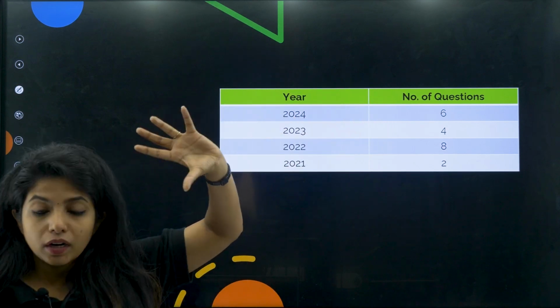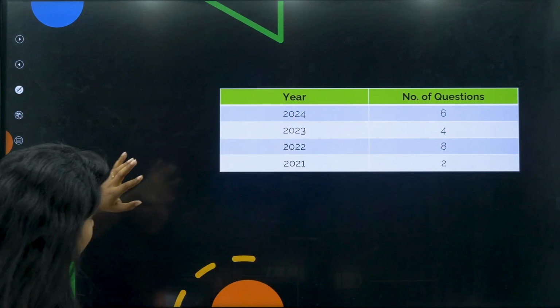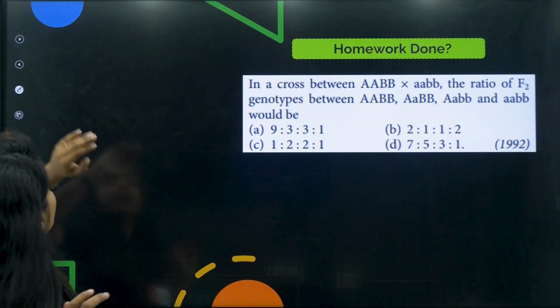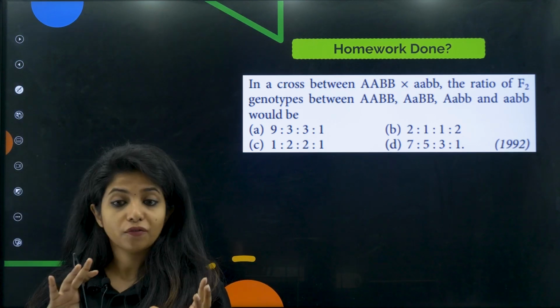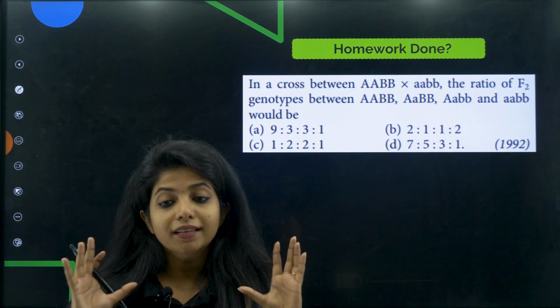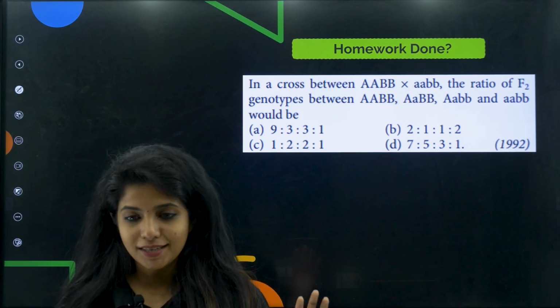Now the number of questions that came the previous year was 6. Now 6 into 4, 24 marks in total. So as I said, even in a short that I made, this chapter and molecular basis of inheritance hold a very important part in the NEET exam. So you cannot miss this chapter at all.